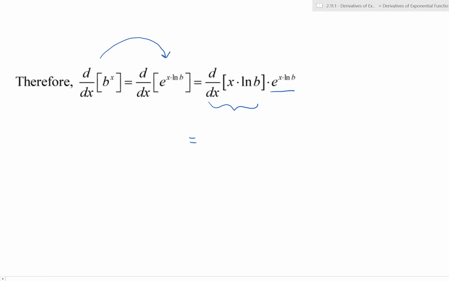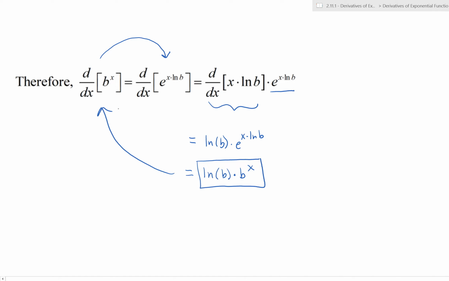Thus, we get that this is just the natural log of b times e to the power of x times the natural log of b. But of course, e to the power of x times the natural log of b is just b to the x. Thus, we get the natural log of b times b to the x. That's our formula right there. That's our derivative of any general exponential function, b to the x, with respect to x. So add it to the list.